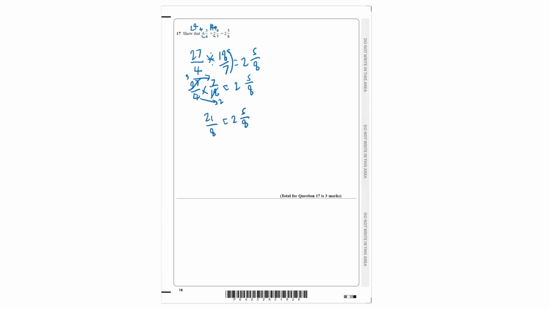Now we have to change this back into a mixed fraction, and we can see that the highest multiple of 8 just before 21 is 16. 16 divided by 8 is 2. 21 minus 16 is 5, and we simply write the denominator as 8. That is equal to 2 5 over 8.